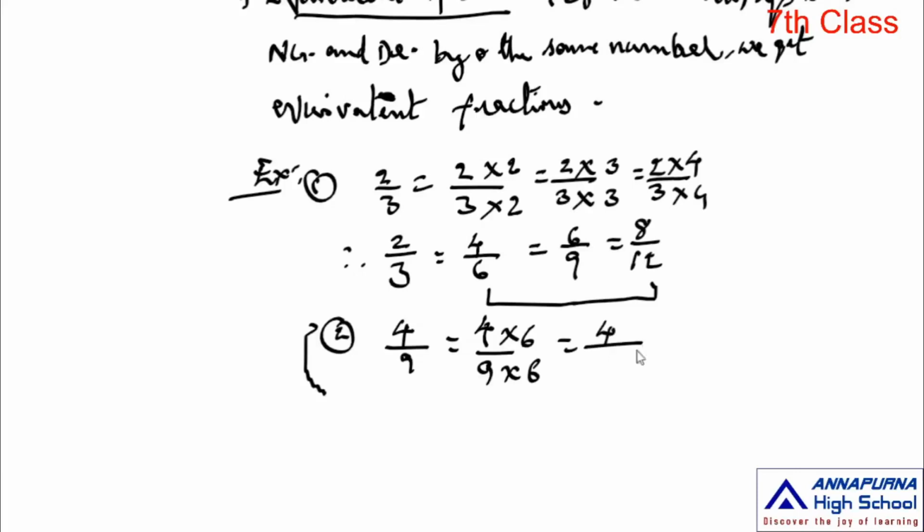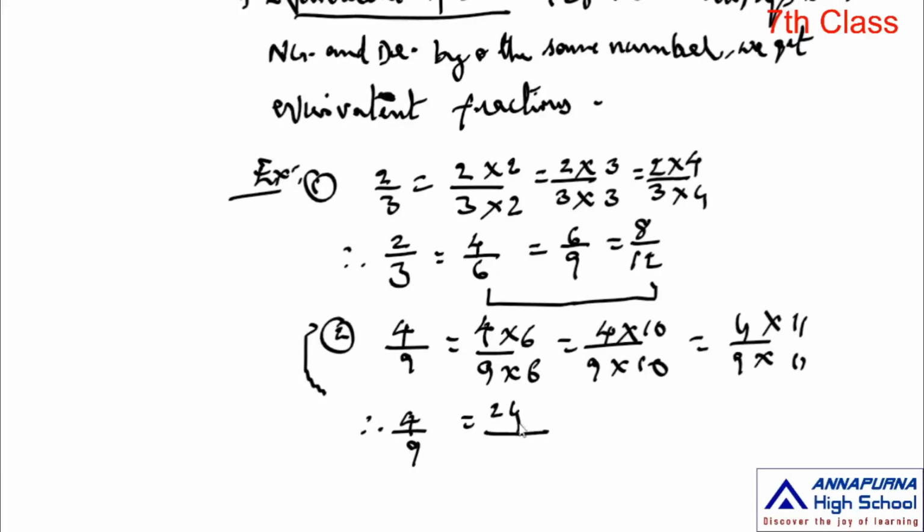Or multiply by, you can take any number, 10. Let me multiply the same numerator and denominator by 11. So here, therefore, 4 by 9 is equal to 6 fours 24 by 6 nines 54, which is equal to 40 by 90, is equal to 44 by 99. Therefore, these are all the equivalent fractions to 4 by 9.